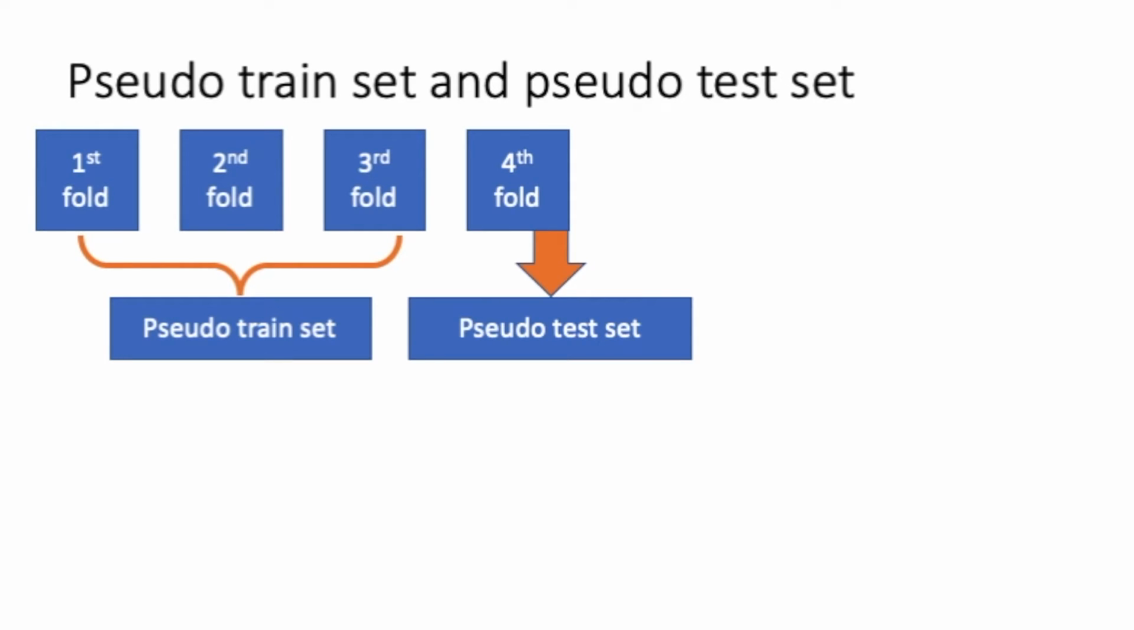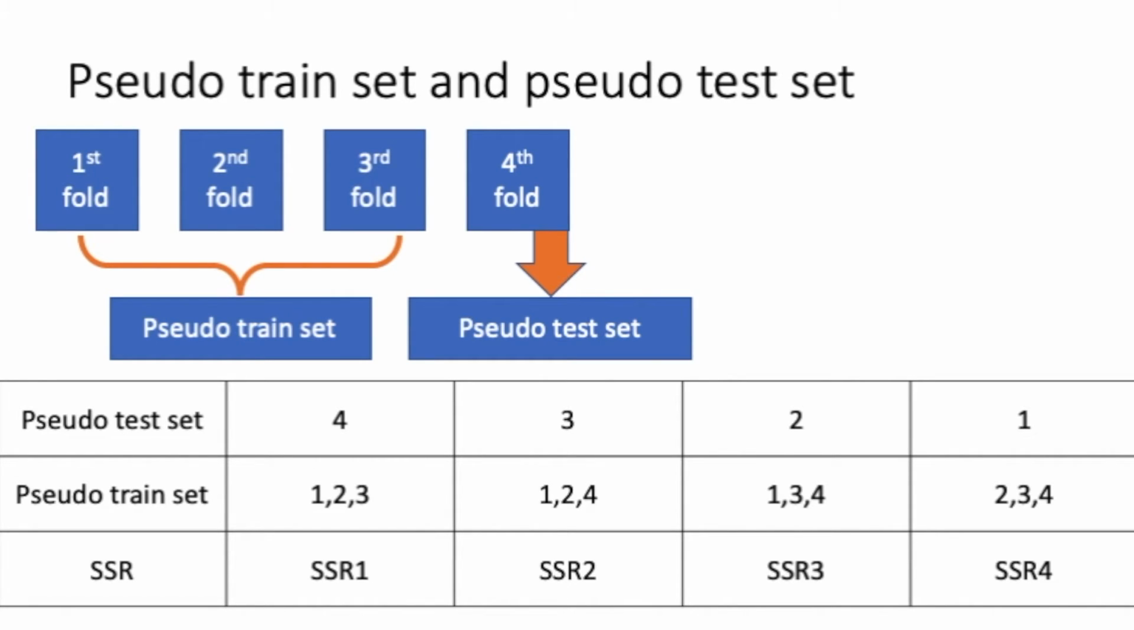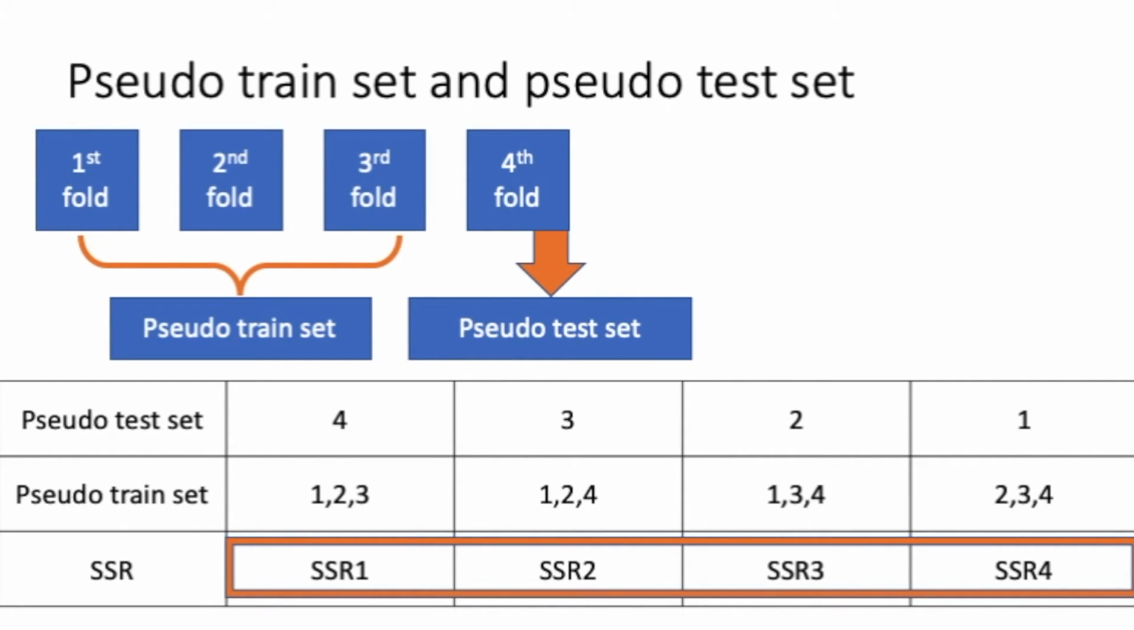We then repeat the step with the 3rd fold as the pseudo-test set and the rest of the 3 folds as the pseudo-train set, and get SSR2. And then we do it with the 2nd fold as the pseudo-test set. And lastly, we do it with the 1st fold as the pseudo-test set. Eventually, we get 4 SSRs. Sum them up, and we use that sum to measure how well the model lasso with lambda equals 0.2 performs out of sample. We then repeat this whole process with different lambda values for the lasso model.